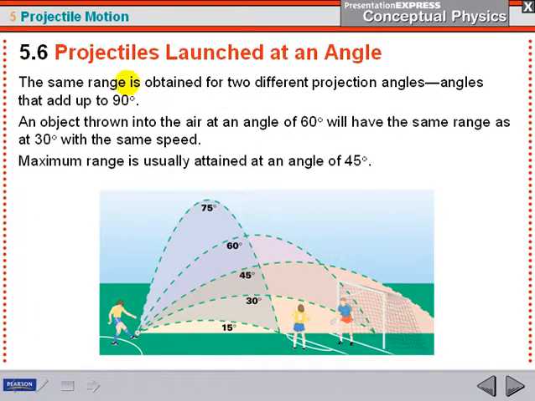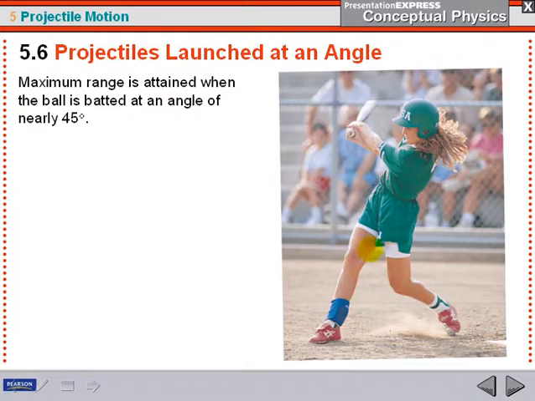So the same range is obtained when you have projection angles that add up to 90. 60 and 30 add up to 90. And the thing you remember is that the maximum range is usually attained at an angle of 45 degrees. You can see the ball went the furthest when it was kicked at 45 degrees. And this is just to reiterate that. This is true for baseball. You want to get basically a 45-degree angle on the ball to get your maximum range from the ball.